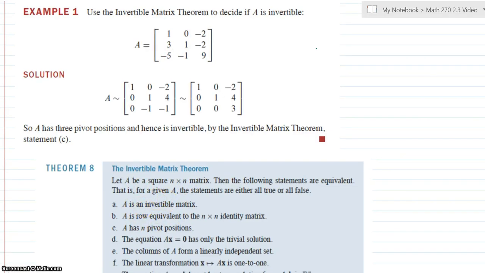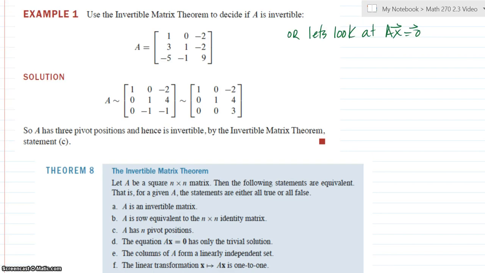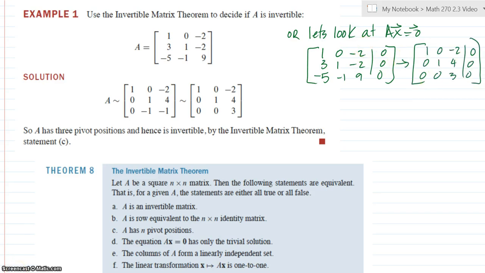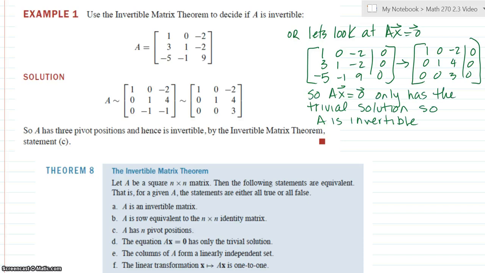But you did not have to do it this way. There's many ways that you could see if this is invertible. For instance, let's do part D. Let's show that AX equals 0 only has the trivial solution. So let's look at AX equals 0. So that becomes this matrix here, which we can reduce to the same matrix that they had, except with zeros on the right. Therefore, this only has the trivial solution, hence invertible. So with this theorem, you have many choices.